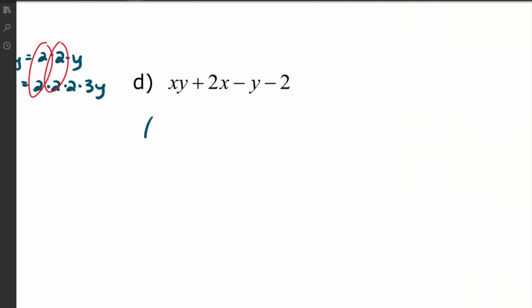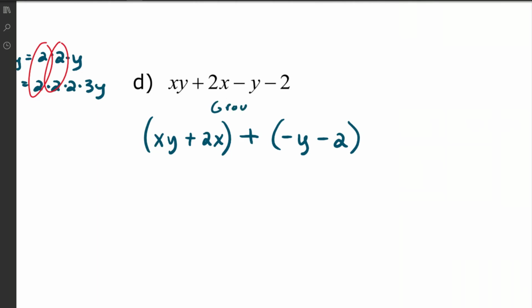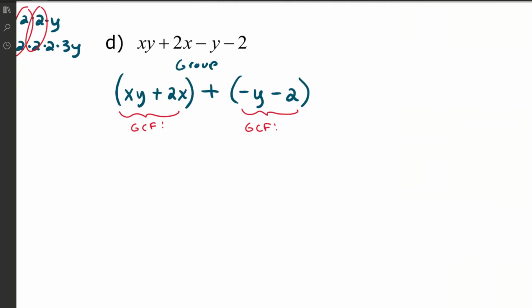So I'm going to put these first two terms in a set of parentheses and then plus, and then I'm going to put the second two terms in its own set of parentheses. So we want to group our terms. So step 1, we group. Step 2, we figure out the GCF. And hopefully once you practice enough homework, you're going to be able to easily tell what the GCF of each set of parentheses is going to be.